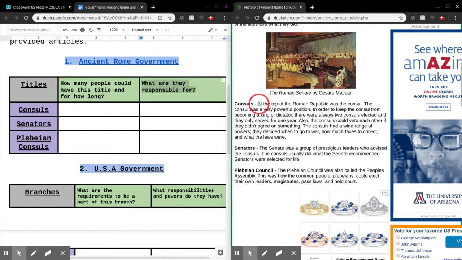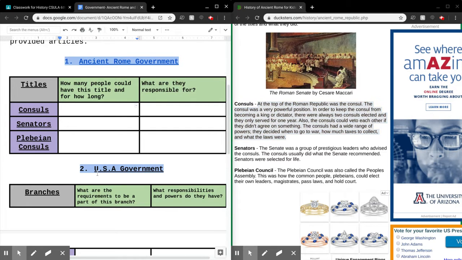So consuls. At the top of the Roman Republic was the consul. The consul was a very powerful position. In order to keep the consul from becoming a king or dictator, there were always 2 consuls elected, and they only served for 1 year. Also, the consuls could veto each other if they did not agree on something. The consuls had a wide range of powers. They decided when to go to war, how much taxes to collect, and what the laws were.